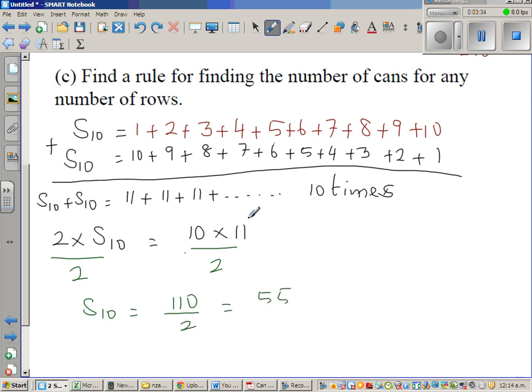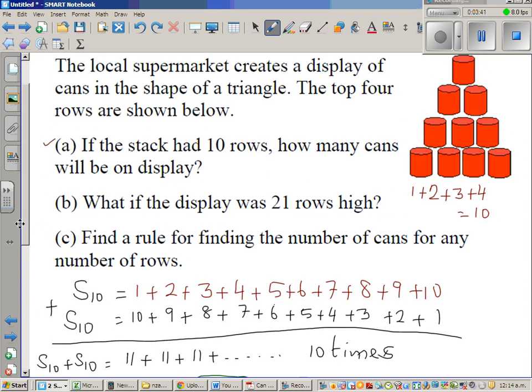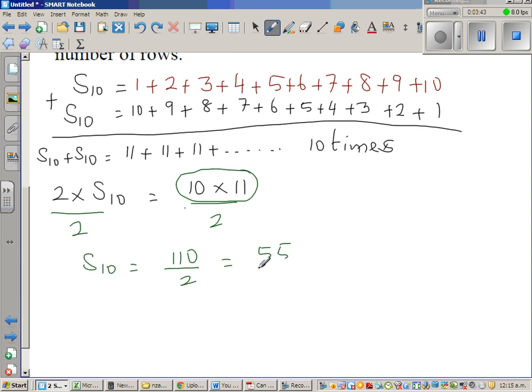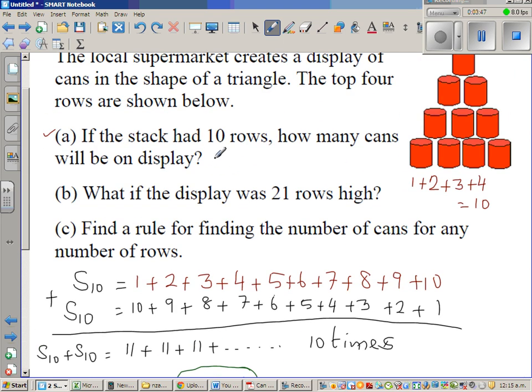I want you to look at a relation between 10 and 11. 10 is the total number of rows. So that's the first answer. For the first question, you need 55 cans.